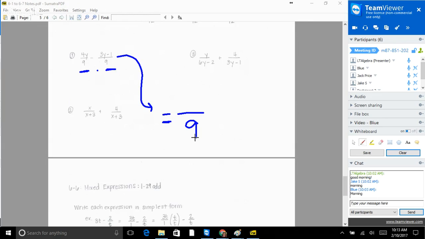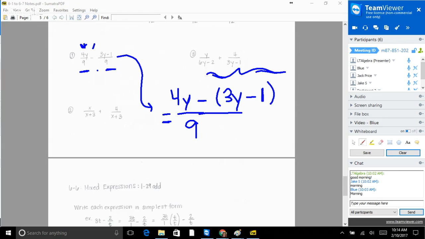And this is the one part that can trip people up. So we have 4y, that's good, right? 4y minus, this is a subtraction problem, right? This is where people get tripped up. You're subtracting everything that's in the second fraction. So you really need to think of that second fraction as being in parentheses, because you're not just subtracting 3y, you're also subtracting minus 1. Okay, so this part right here is where you want to pay attention. Make sure you subtract everything that's in the second part of the equation.